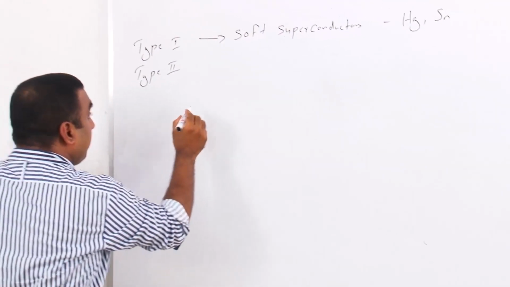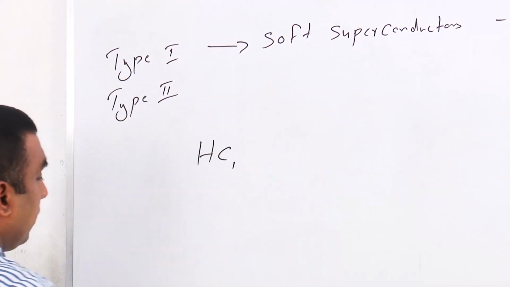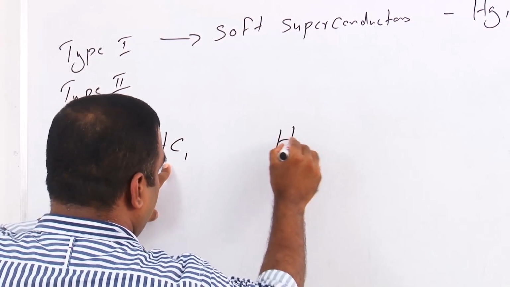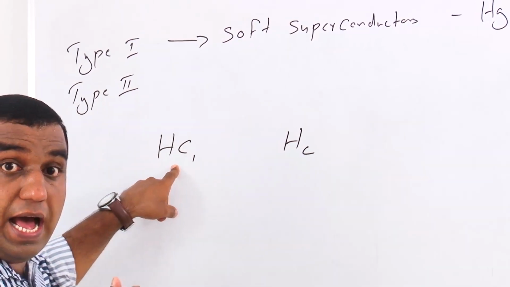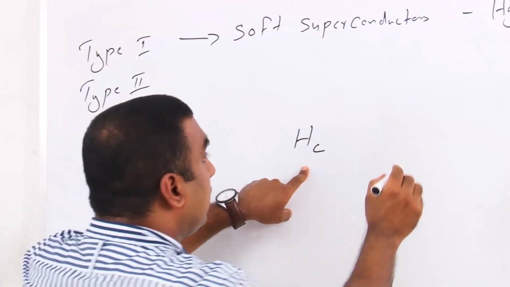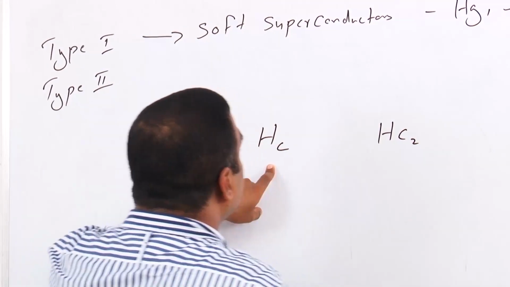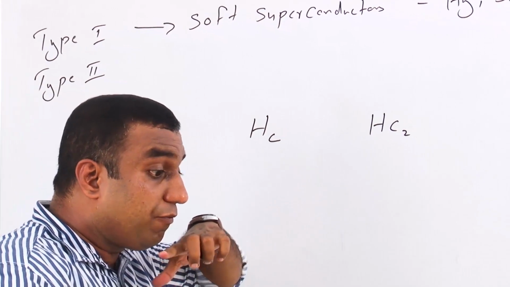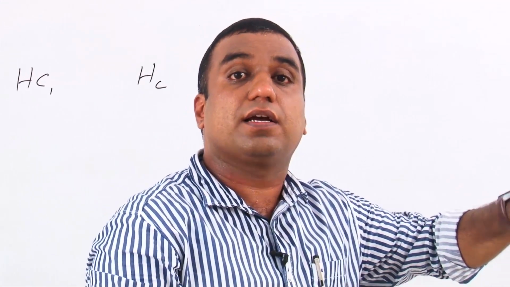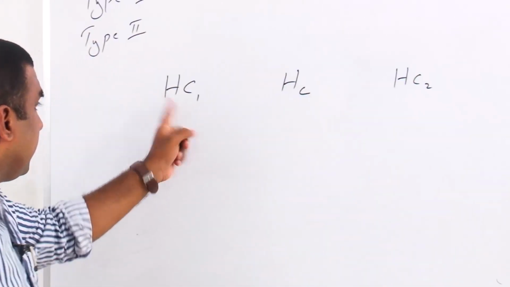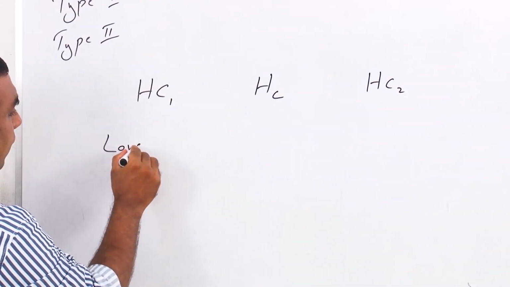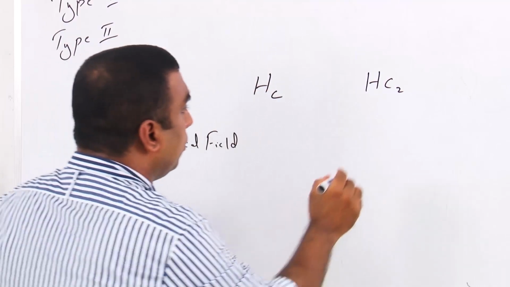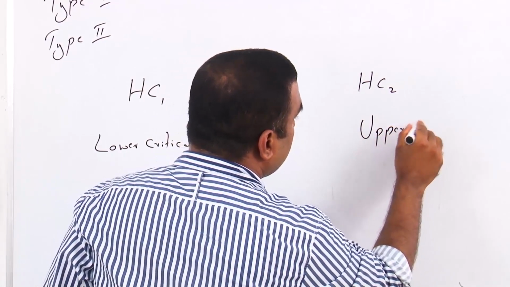a magnetic field Hc1, which is normally less than the critical field Hc, and at another critical field called Hc2, which is normally higher than the critical field Hc, the flux penetrates the material completely. This Hc1 is called lower critical field and Hc2 is called upper critical field.